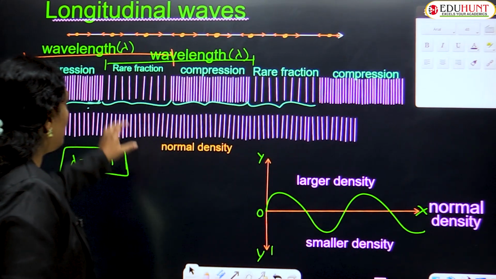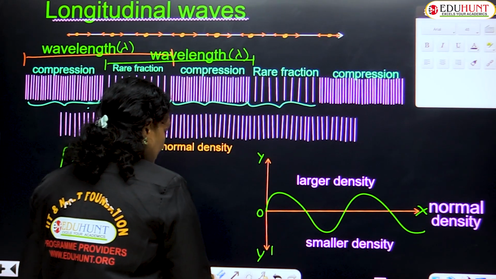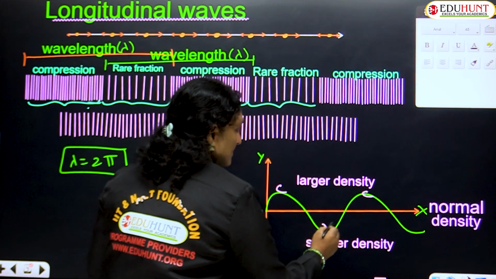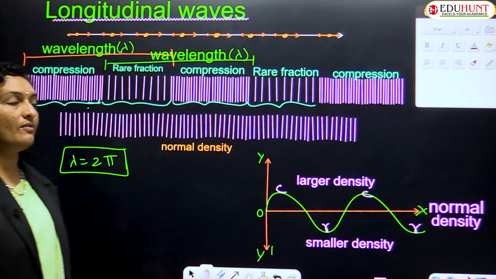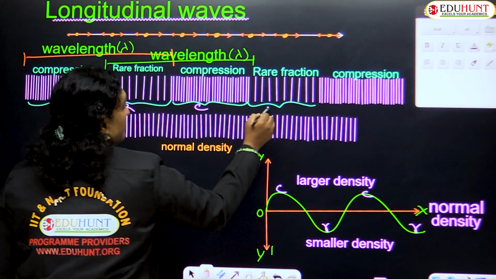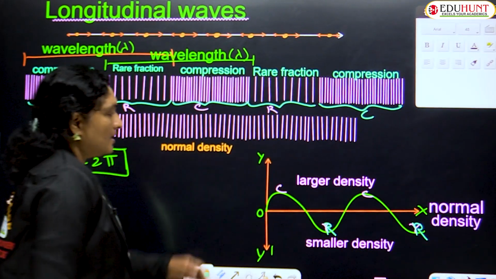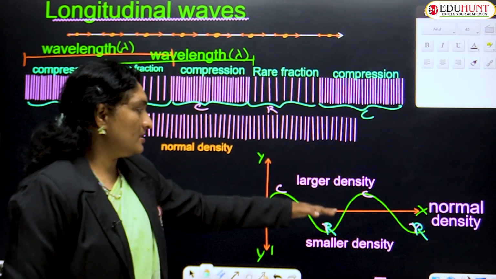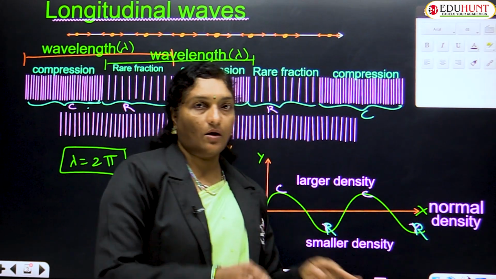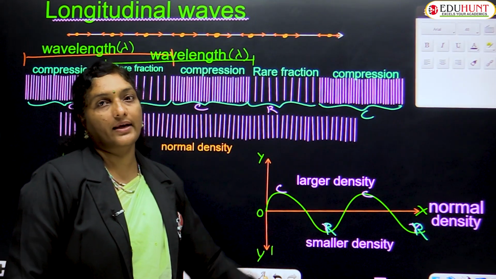I already told you, children, wherever we get larger density, they are called compressions. That means the waves above represent the compressions, and the ones below represent rarefactions. Let me always represent compressions with the letter C and rarefactions with the letter R. So this is R and here it is R. Larger density is termed compression, and smaller density is called rarefaction. Let the horizontal line OX be the normal density. The same thing can be represented on a graph as shown.